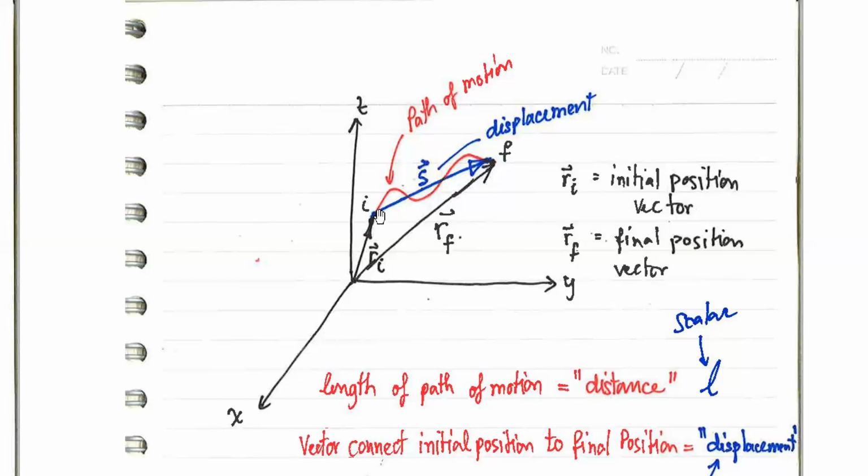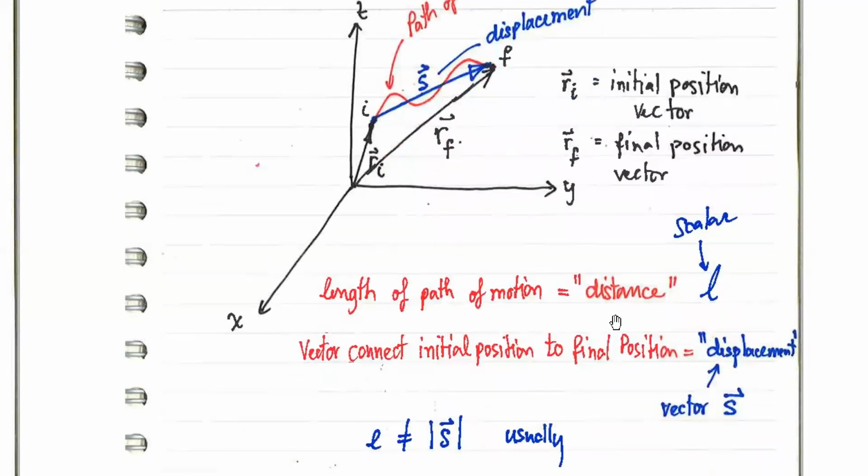However, the object might not be moving in a straight line according to vectors and displacement. It might be making a walk through the red line. This is called the path of motion. So the length of the path of motion is called distance, and we usually use the symbol L. However, the vector from the initial point to the final point is called a displacement, or S.